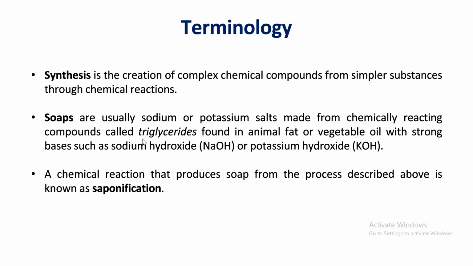So, believe it or not, soaps are made by reacting animal fat with a very strong base. From the lecture, if you listen to the lecture video, fats are also known as triglycerides. And now, a chemical reaction that produces soap from the processes described above is known as saponification. So, saponification is the process of making soap using animal fat and sodium hydroxide.